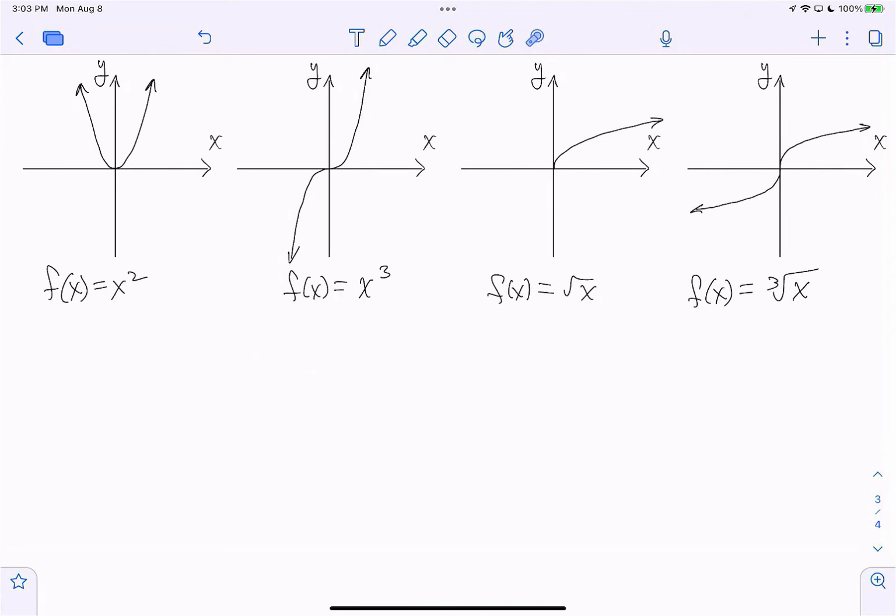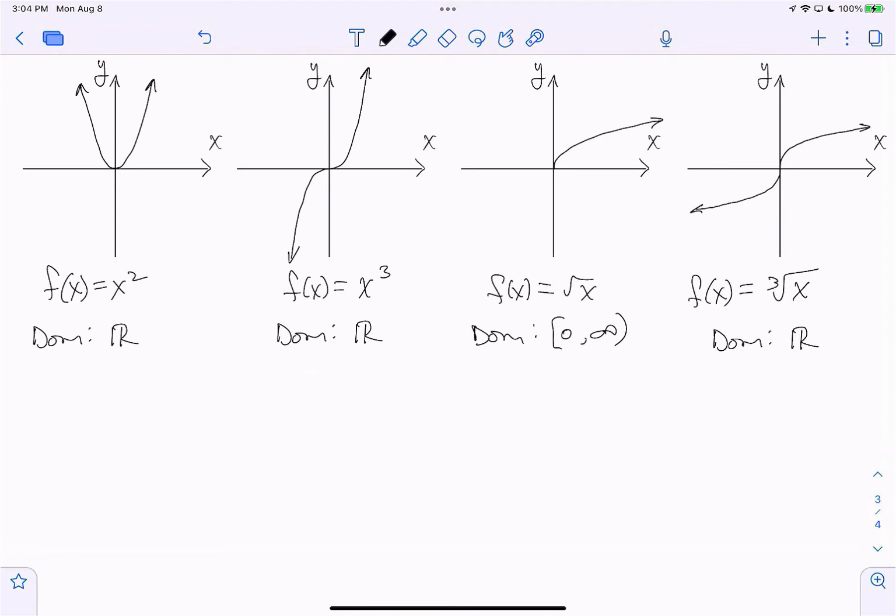Here we have the graphs of the squaring function, the cubing function, the square root function, and the cube root function. And as you recall, the domain of the squaring function, the cubing function, and the cube root function are all real numbers. And the domain of the square root function is the interval from 0 to infinity, including 0.